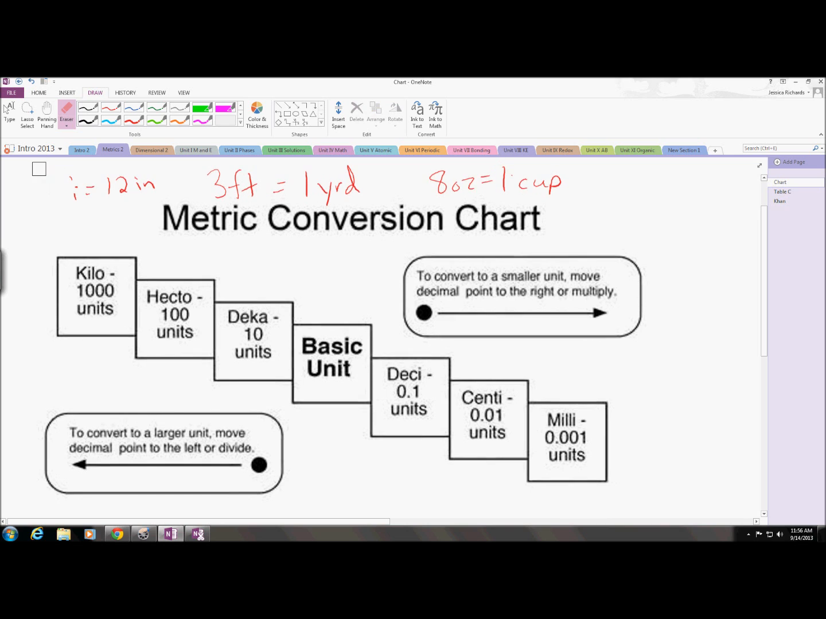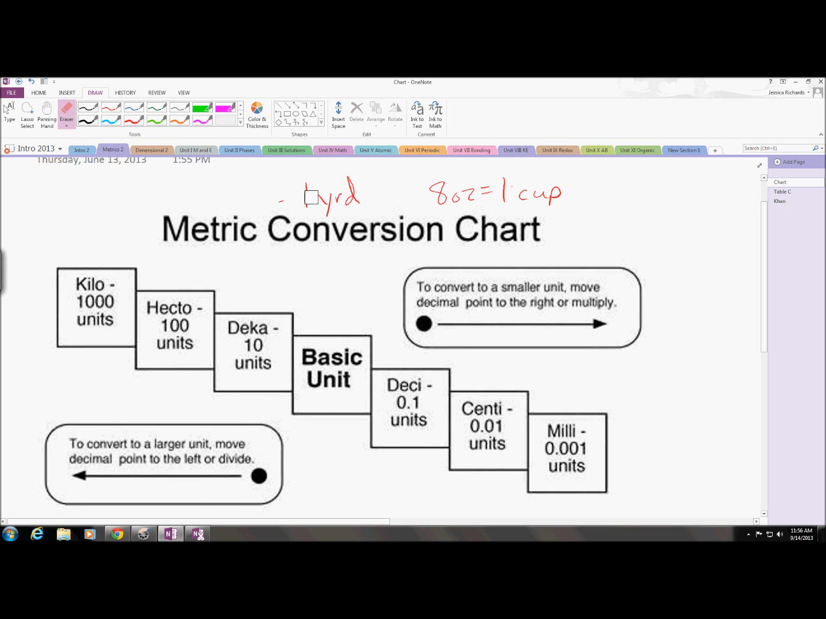But the metric measuring system is base 10. So the metric measuring system is like our math system, and it's base 10. So each unit is a factor of 10 bigger or smaller than a base unit. Our base units for the SI system that we work with: length, your base unit is going to be the meter, and we abbreviate that with a small m. Volume, our base unit is going to be the liter, and that's a capital L. And then mass, our base unit is the gram, and that's a lowercase g.